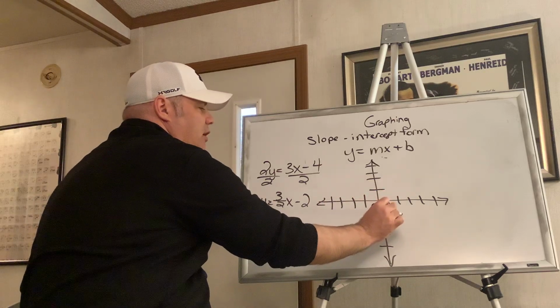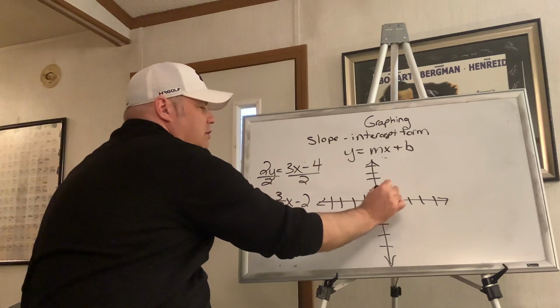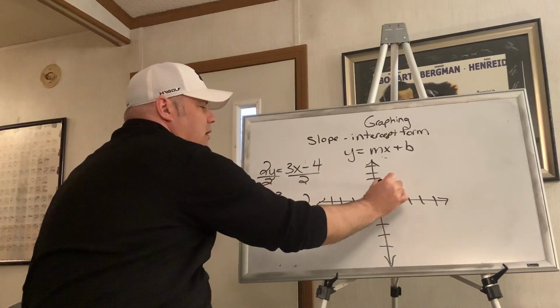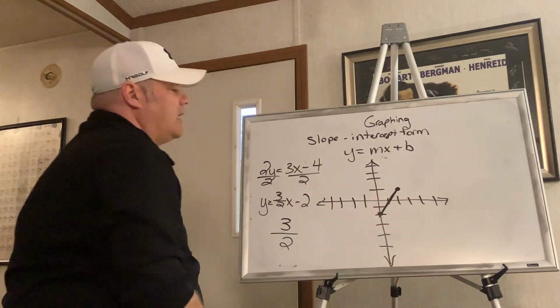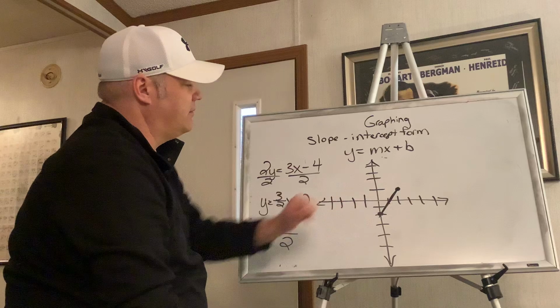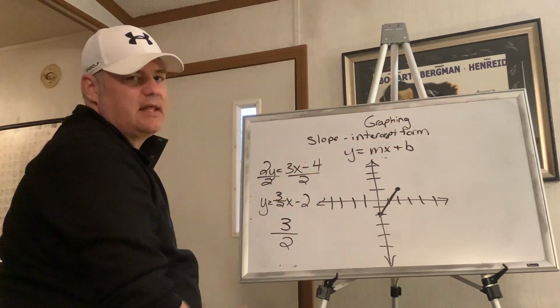And then from there, I'm going to go up 3. So I went over 2, and I'm going to go up 3. 1, 2, 3. Okay, and there's my point there. Now, that means I went over 2, up 3. And I could keep doing that. Over 2, up 3, up 3. And it would keep going in that line.